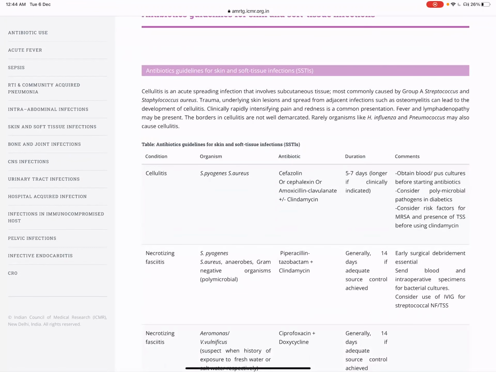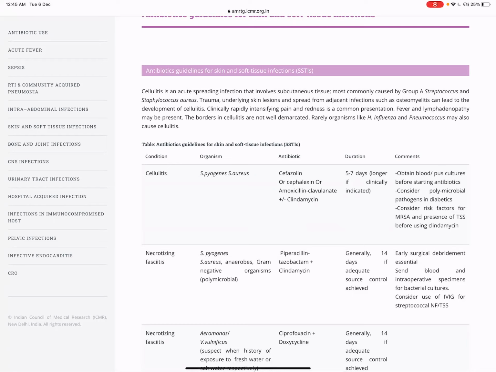Cellulitis, I told you. Based on the guidelines, the best drug is amoxicillin clavulanic acid, or a second generation cephalosporin, or a first generation cephalosporin, cefazolin or cephalexin. Clindamycin, I forgot to tell you. One important group we forgot to tell: drugs for anaerobic infections. Remember two drugs. One is Metrogyl, second is clindamycin. Metronidazole and clindamycin are the drugs for anaerobic infections.